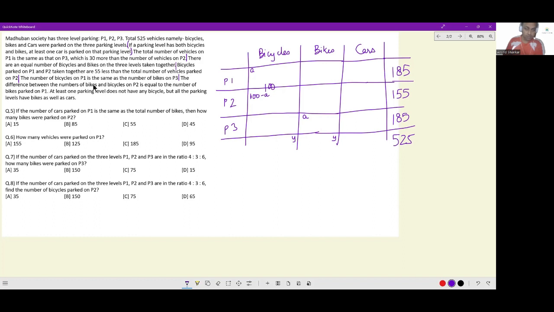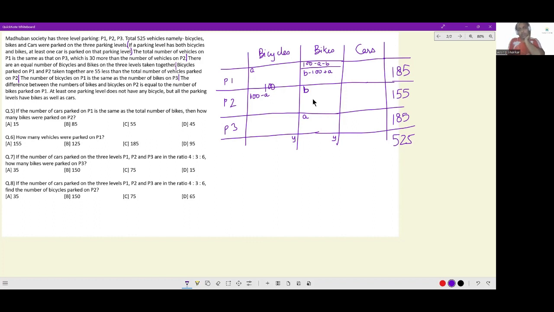The difference between the number of bikes and bicycles on P2 is equal to the number of bikes parked on P1. So if I have B here, I'm introducing a new variable because that was needed. If I have B here, the difference between these two would either be 100 minus A minus B, assuming the number of bicycles was greater, or it could also be B minus 100 plus A. Both of these possibilities exist.